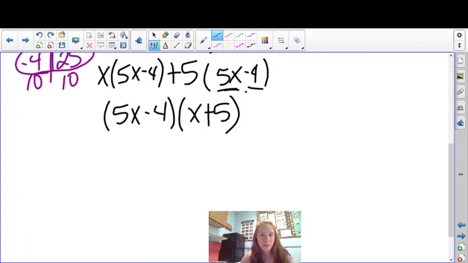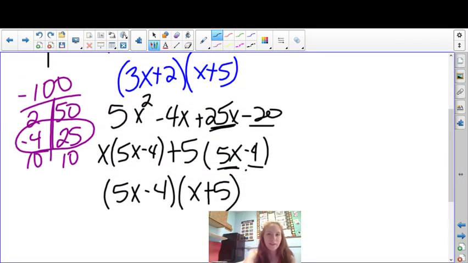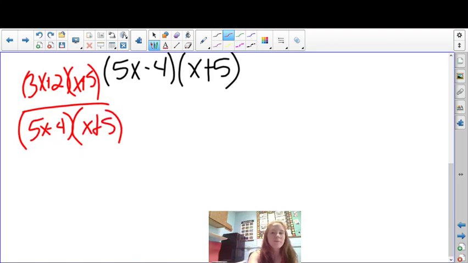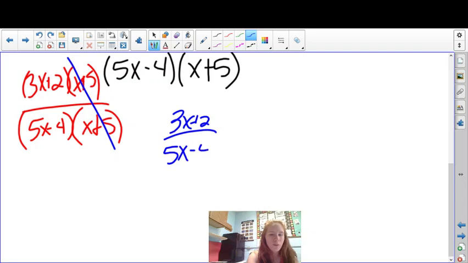Okay, so let's put those bad guys back together. So we said my numerator was 3x plus 2 over x plus 5, over 5x minus 4 times x plus 5. The x plus 5's cancel out, and I am left with 3x plus 2 over 5x minus 4.